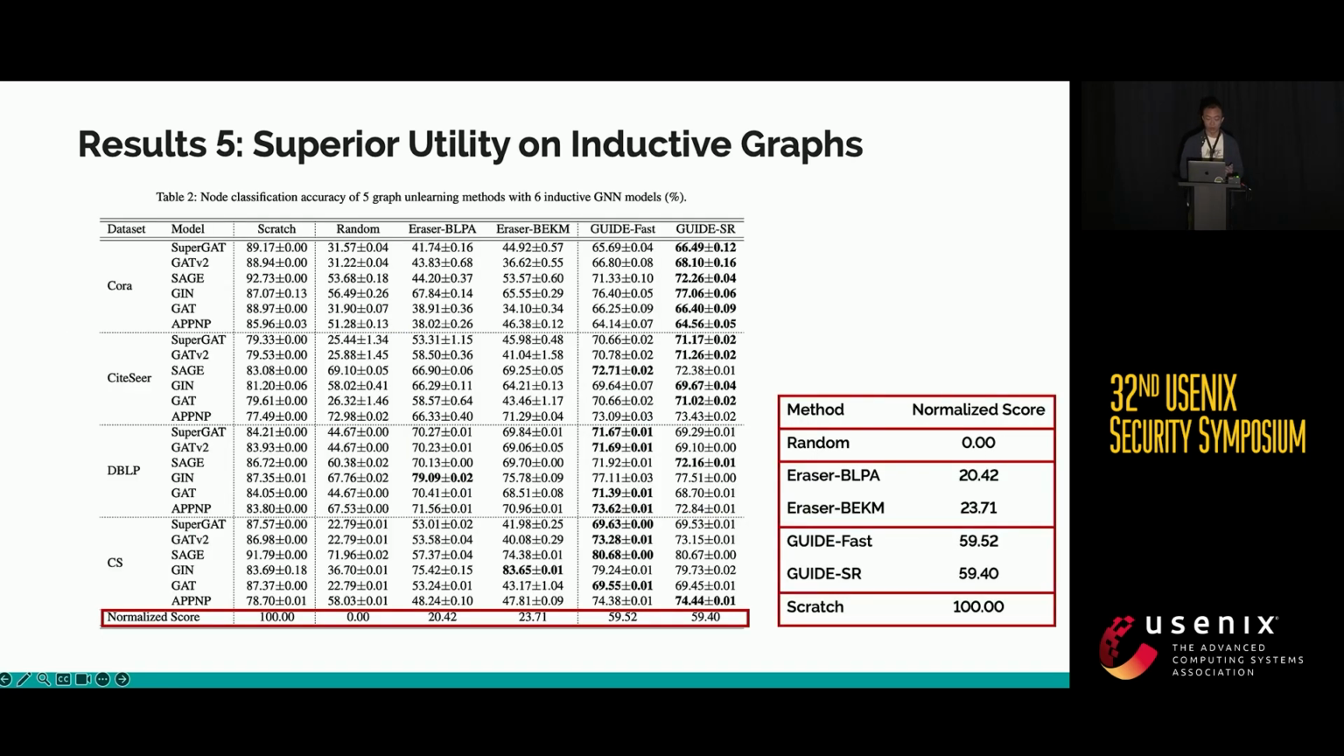We also evaluated our framework on different GNN models, 6 GNN models, and reported average results on 4 graph datasets in the inductive setting. Most of the time, the node classification accuracy of our framework is higher than baselines. Taking the gap between the random method and scratch as 100%, we can calculate the normalized score of those baselines, and our framework achieves the best performance for almost all models on 4 datasets, with normalized scores more than 2 times higher than the results of baselines.